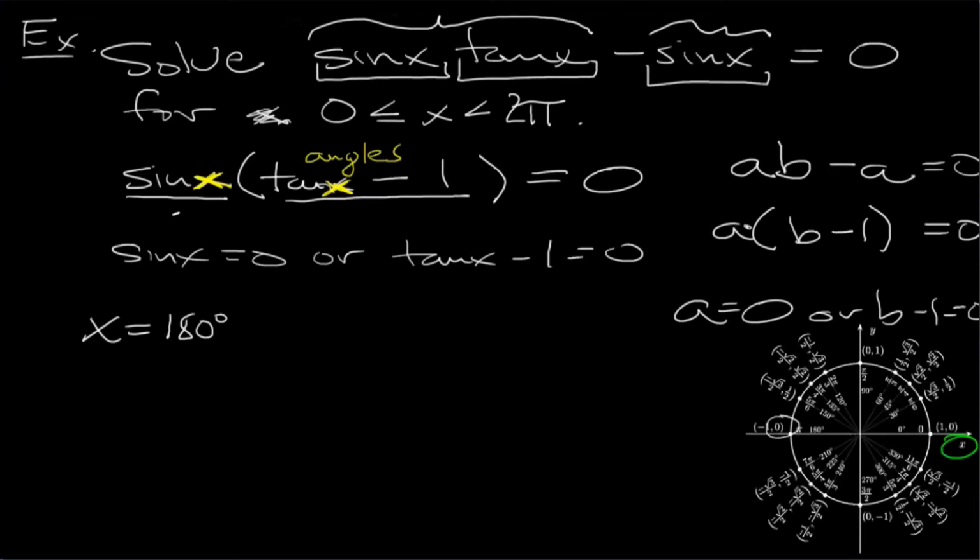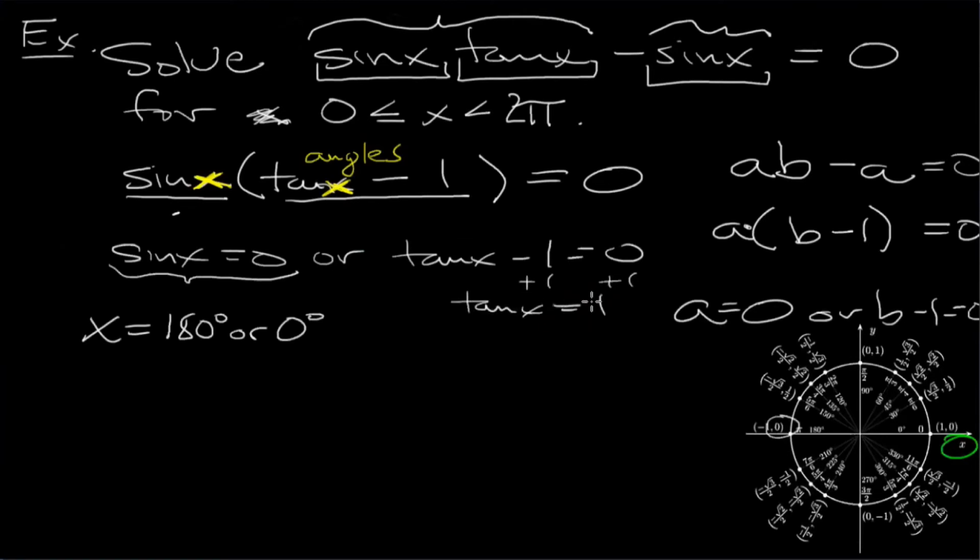And is there any other places? 360. Now, is 360 less than 2 pi? No, but what angle is the same as 360? 0. Yeah, so it would be 180 or 0, and we'll talk about why this is not correct in a minute. So then tangent of x minus 1 equals 0. We can solve that by adding 1 to both sides.